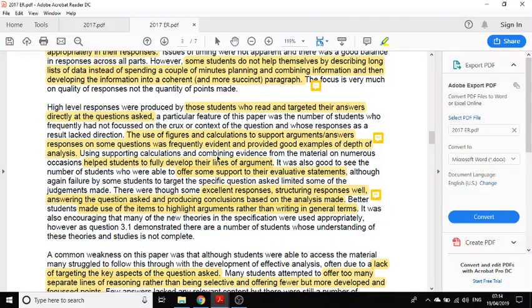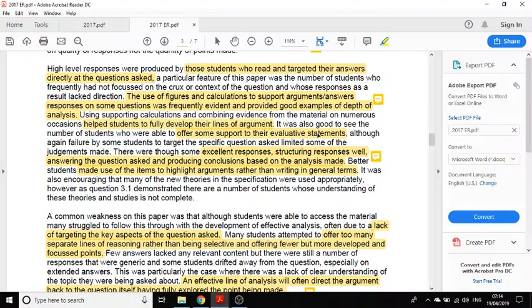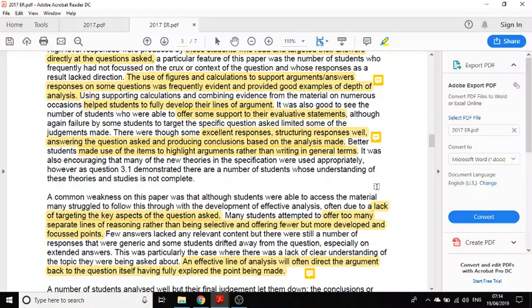It says here, using supporting calculations and combining evidence from the material on numerous occasions helps students develop their lines of argument. It was also good to see students offer support for their evaluative statement. So in other words, you build your analysis in the body of the essay and then you pull out the most important parts that support your answer in the conclusion. Okay, you need to offer support for your conclusion, and you can do that by referring back to what the most important bits of information were in your case study.